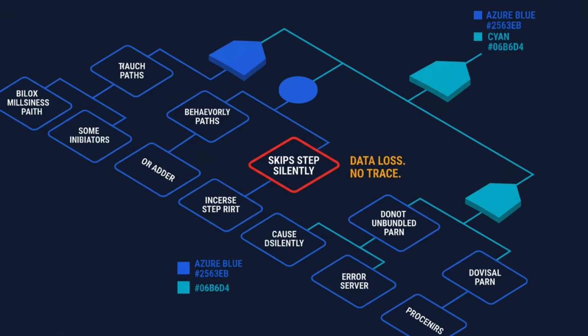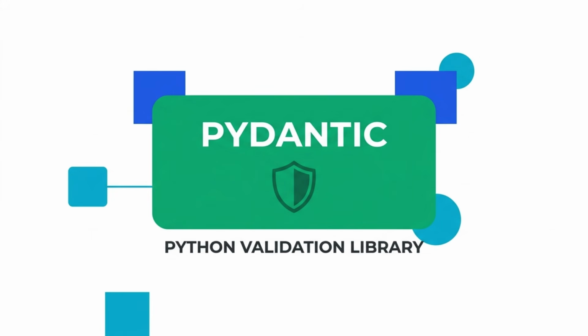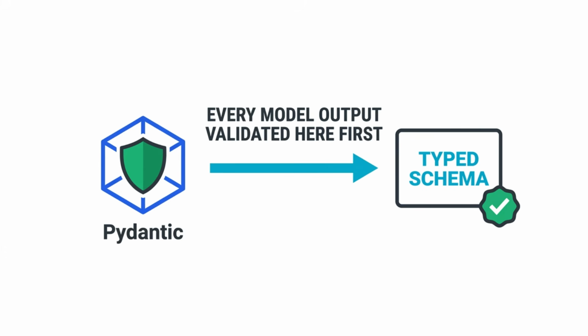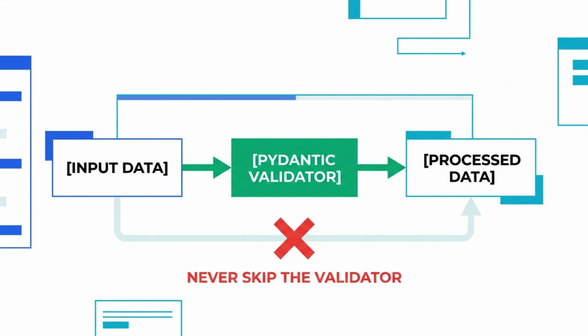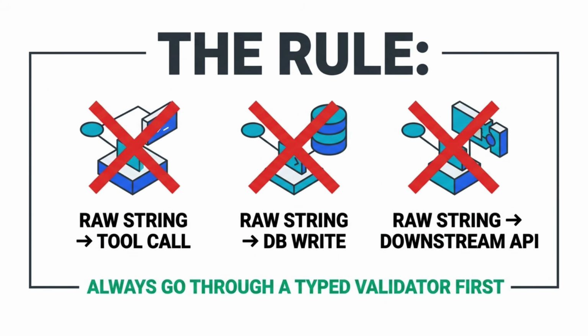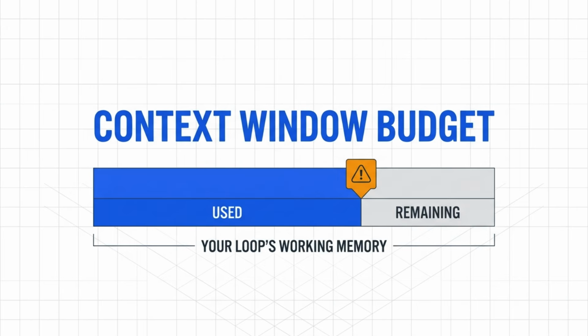This is schema drift. It is silent. It does not throw a 500 error. Your orchestration loop catches an output, tries to parse a tool call out of it, gets malformed JSON or a missing field, and then, depending on how your error handling is written, either retries blindly, skips the step silently, or crashes in a way that surfaces 6 layers up from where the actual failure happened.